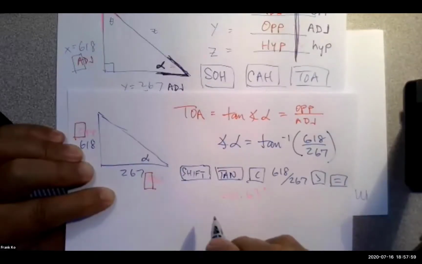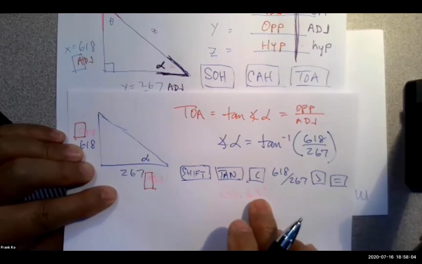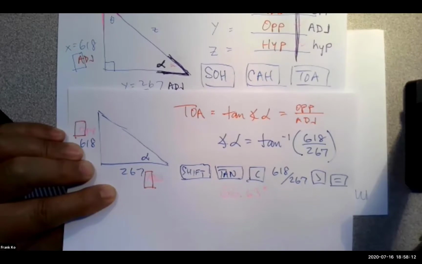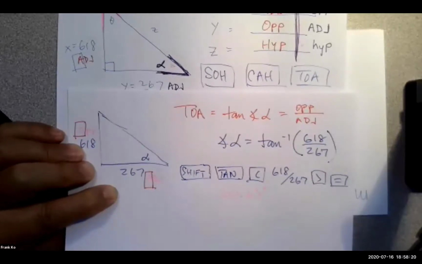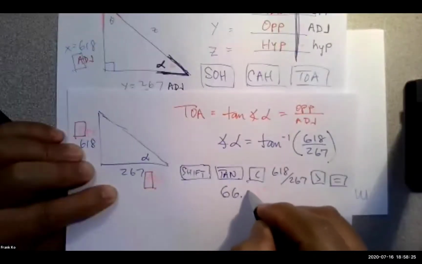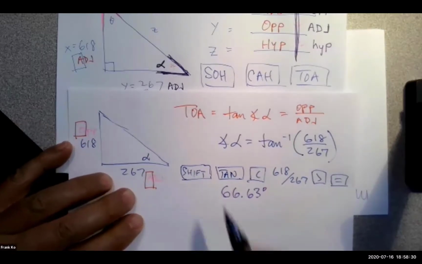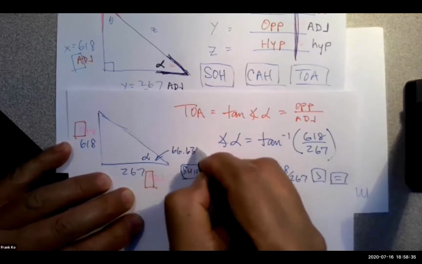66.63 degrees. How many people agree with 66.63 degrees? Give me a thumbs up. Nobody gave us a thumbs up. Okay, yay, one thumbs up. Any other thumbs up? Another up right here. Okay, yay, all right, so 66.63 degrees. I'll write that so it's a little more contrasty. Wow, so we calculate this angle as 66.63 degrees.